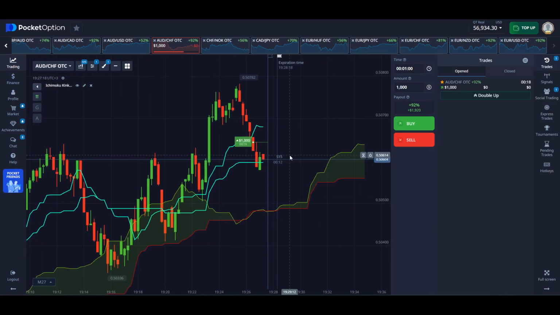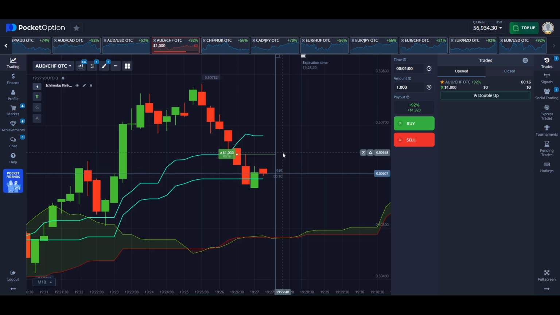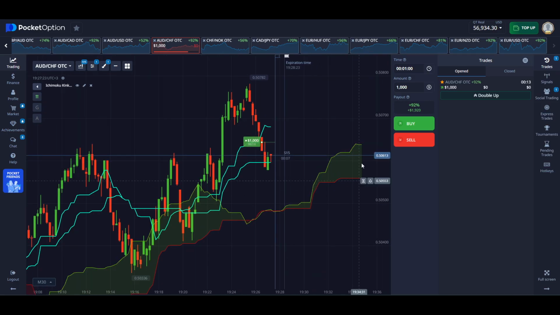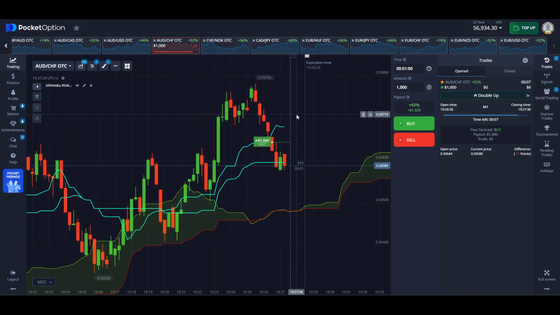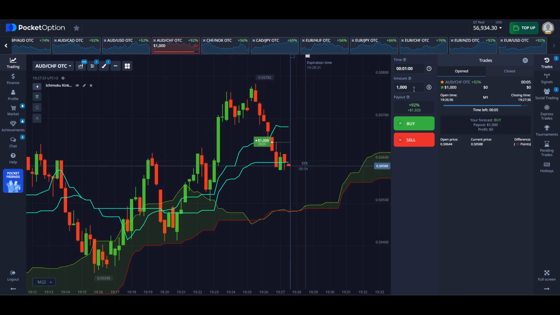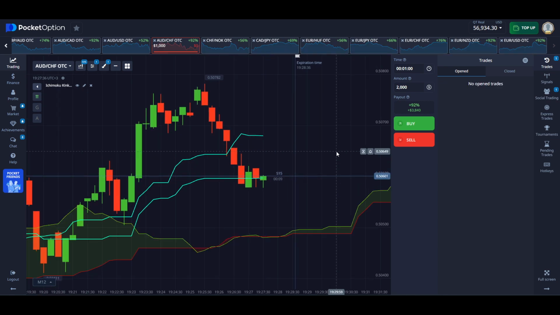When the price is between them, we open our trade, either a buy or a sell, depending on the color of the cloud. By the way, I have a feeling this trade is about to close at a loss, and it's just because the OTC market let me down right now. Oh well, let's not get upset and just open the next trade for $2,000.